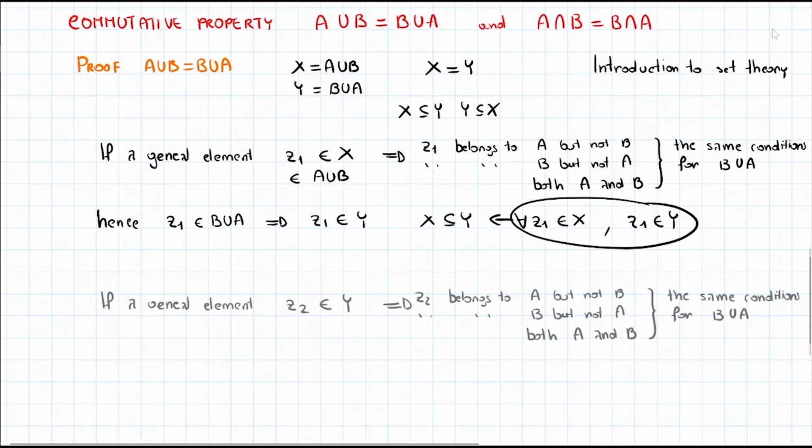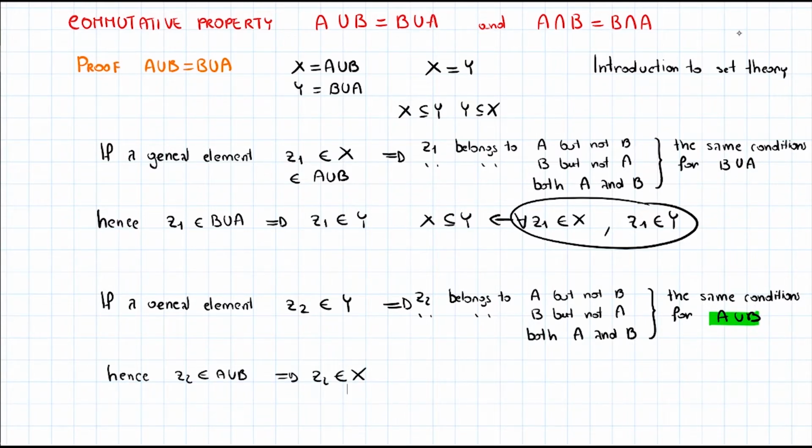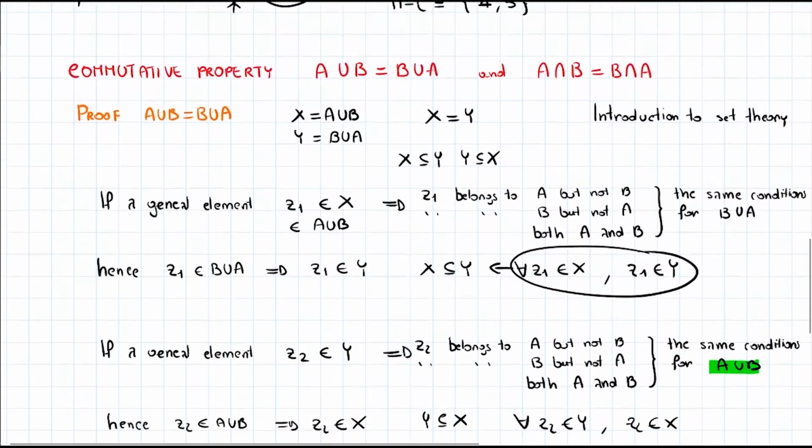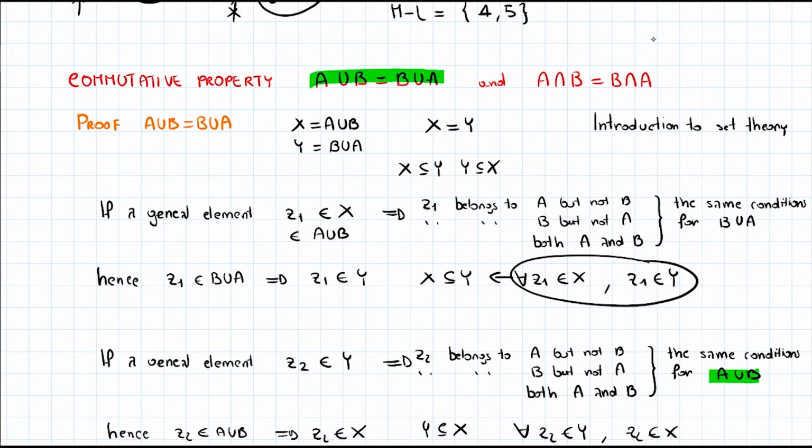Following the same reasoning, if a general element Z2 belongs to Y, it means that Z2 belongs to A but not B, to B but not A, or to both A and B, which is the same condition of, in this case, A union B. Hence, Z2 belongs to A union B, and it means that it belongs to X, proving that Y is a subset of X, because for each Z2 belonging to Y, Z2 will belong also to X. In this way, we have proved the first property, that A union B is equal to B union A, and now we need to prove that A intersection B is equal to B intersection A.